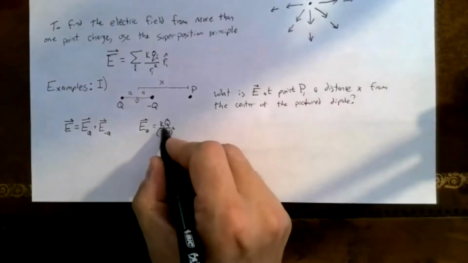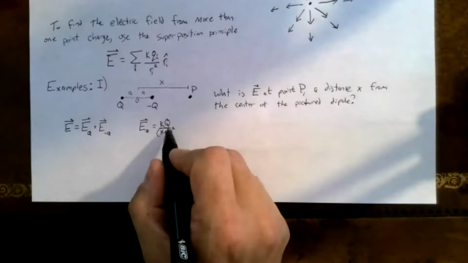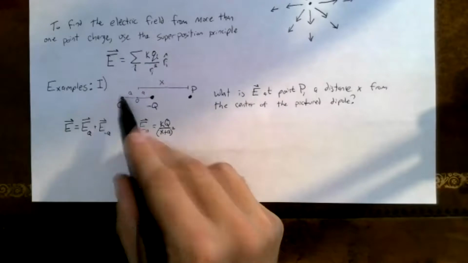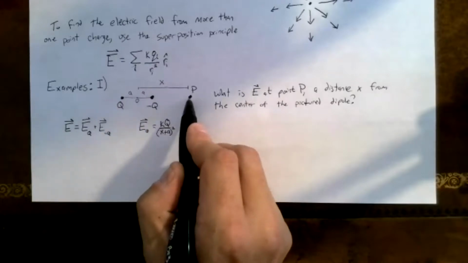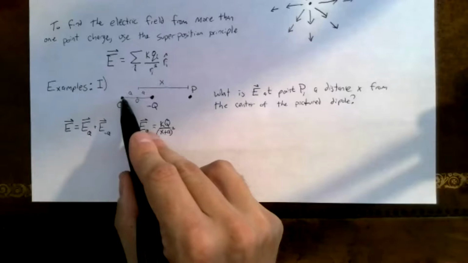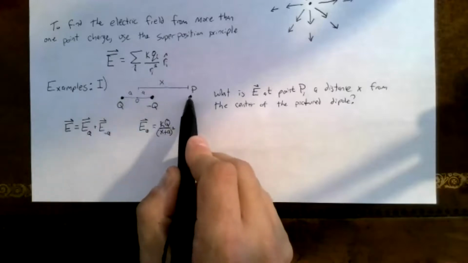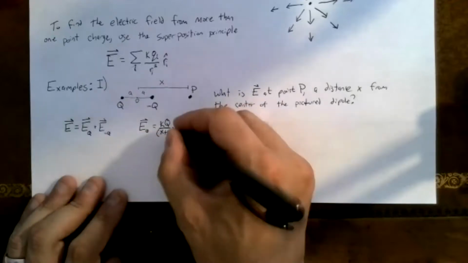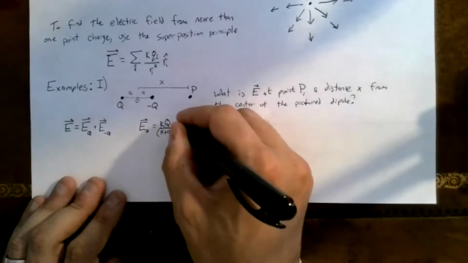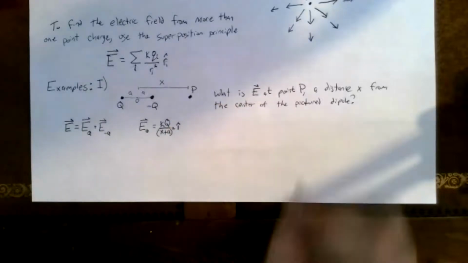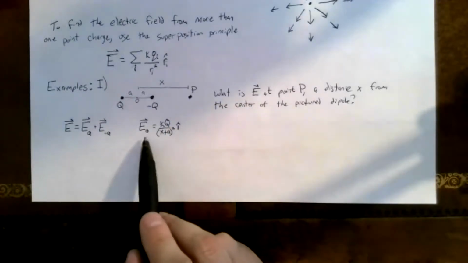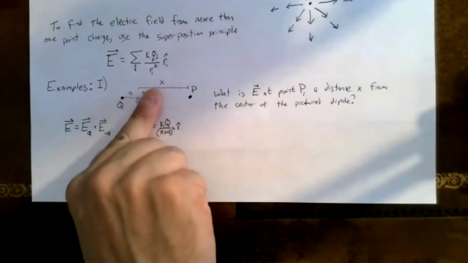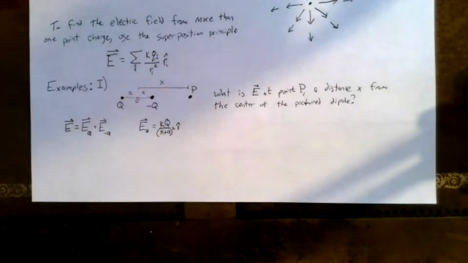And there's one more piece that we need here. We need the r hat vector. So if I draw the vector from the source charge to the point P, what direction is that? Positive i hat, right? Because we're going to the right. Is everybody okay with how we got that? That's going to be just the electric field. So if this was the only charge, that would be our electric field here at point P.